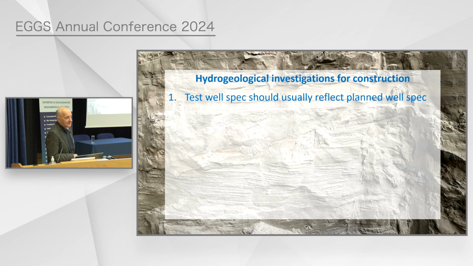So just to summarize, Toby's recommendations for pump tests. Test well spec should usually reflect the planned well spec. I say usually because there are, of course, exceptions. And when you're doing tests at different depths, there are probably going to be some wells there that you're not going to be using for the main works. Think carefully about whether a multi-well test might be worth doing in low permeability soils, and applying a vacuum can be very worthwhile.